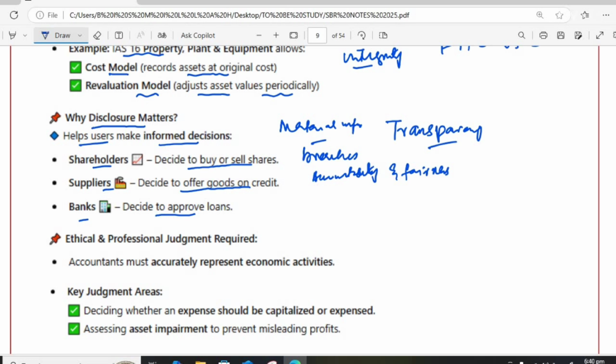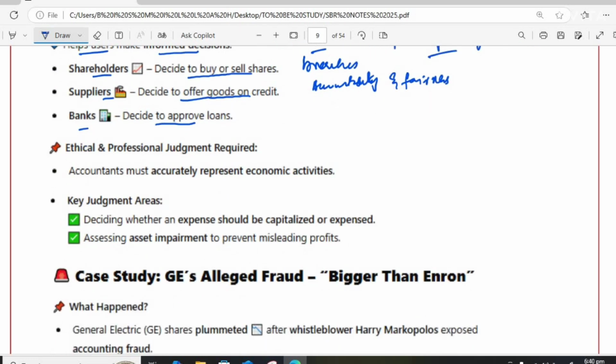Okay. Now, ethical and professional judgment require that accountants must accurately represent economic activities, deciding whether an expense should be capitalized or expensed. There's a standard related to this. By capitalize, we mean that you make it part of the asset, or you treat it as a simple expense. Now, assessing asset impairment to prevent misleading profit, you have to assess this under another standard, IAS 36, which treats the impairment of assets. Now we have a case study.